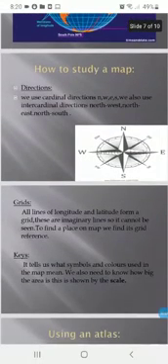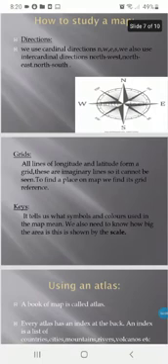What are grids? All lines of longitude and latitude form a grid. These are imaginary lines so they cannot be seen. To find a place on a map, we find its grid reference. Keys: it tells us what the symbols and colors used in the map mean. We also need to know how big the area is, which is shown by scale.